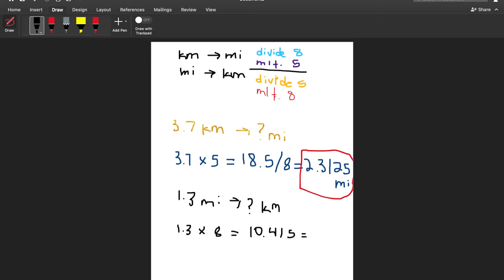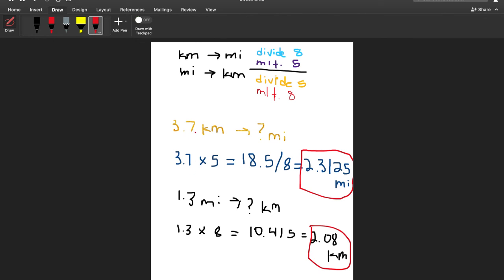And once we do that, we will get 2.08 kilometers. And again, this was fairly simple. And one trick for you to remember: when converting kilometers to miles, miles is always going to be smaller. And when you convert miles to kilometers, your miles again is going to be smaller. So know that a kilometer value will be greater than a mile value if you're converting. So that's a way to double check.